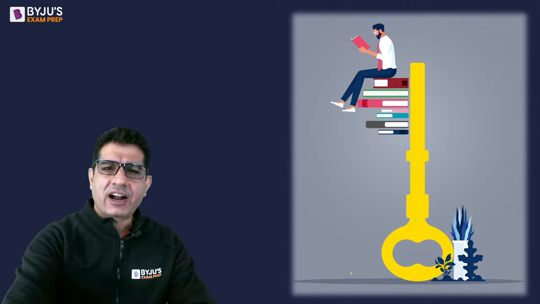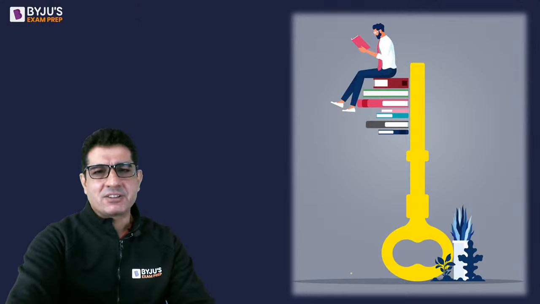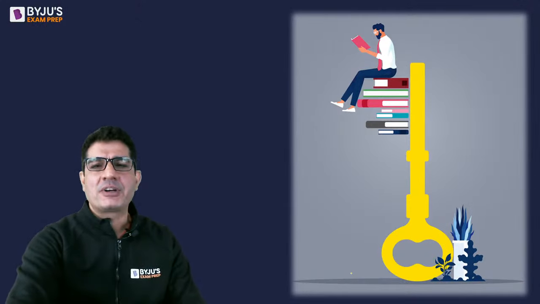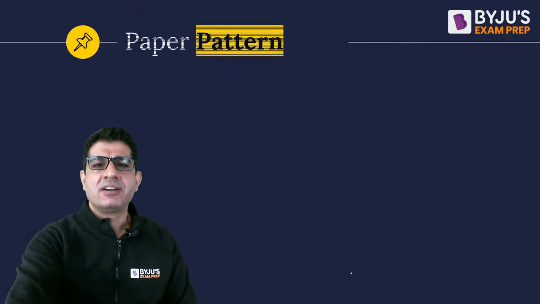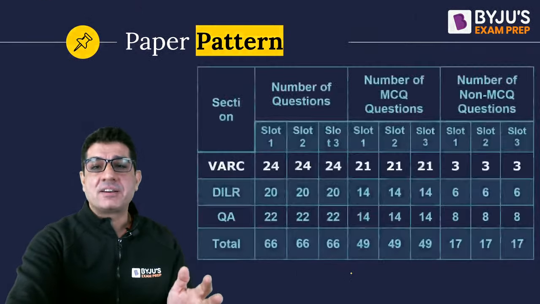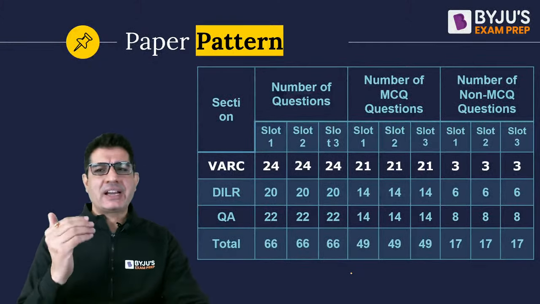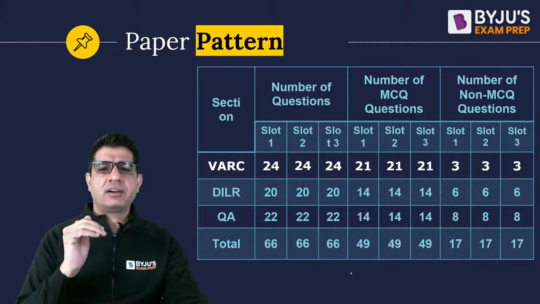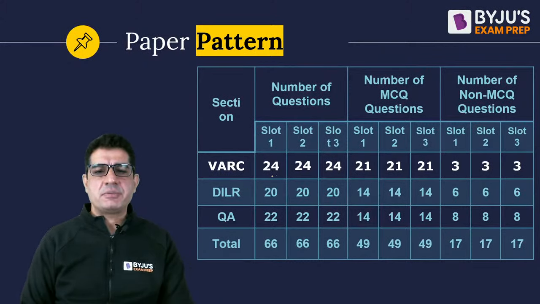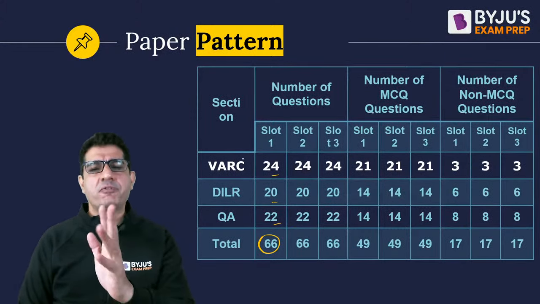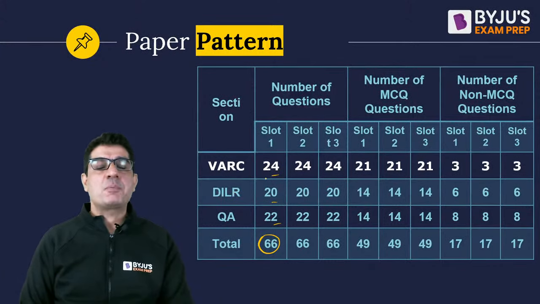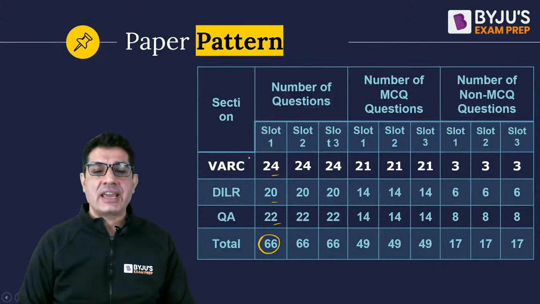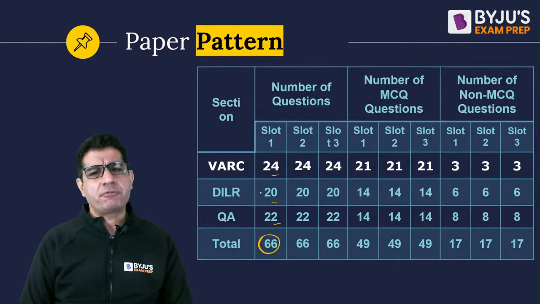So let us start off by talking about the paper pattern. In case you did not appear for CAT 22 or you have not seen the exam yet, this was the paper pattern overall. As usual, we had 3 sections: in VARC we had 24 questions, DILR 20, Quant 22, with the total number of questions being 66. Out of these, we had a fixed number of non-MCQs as well. Right now, we are more interested in the verbal ability and reading comprehension section, so I'd focus more on that.